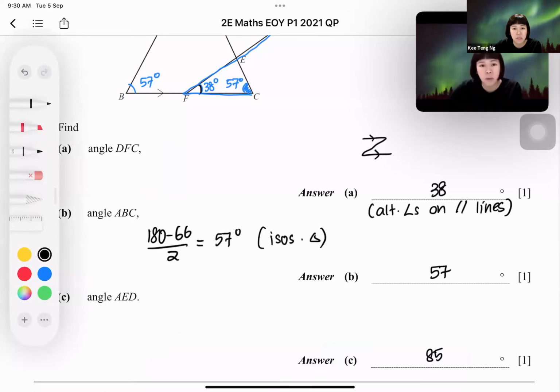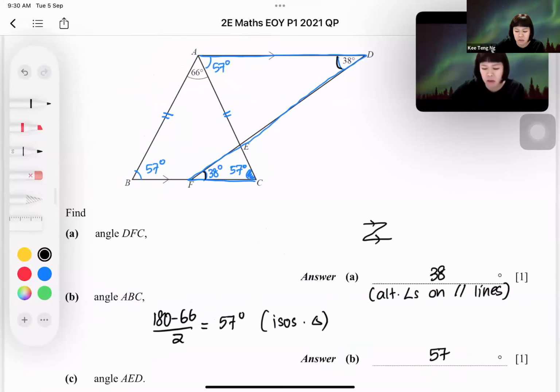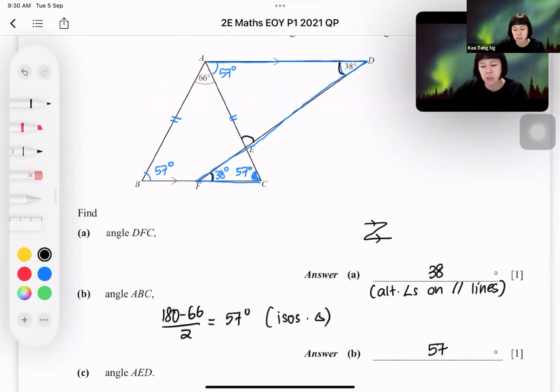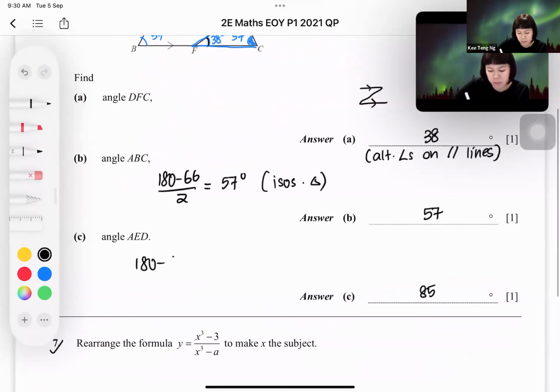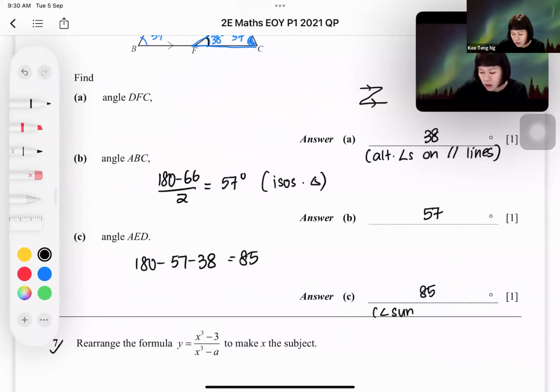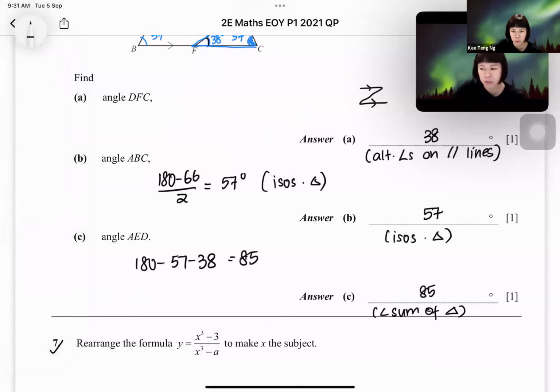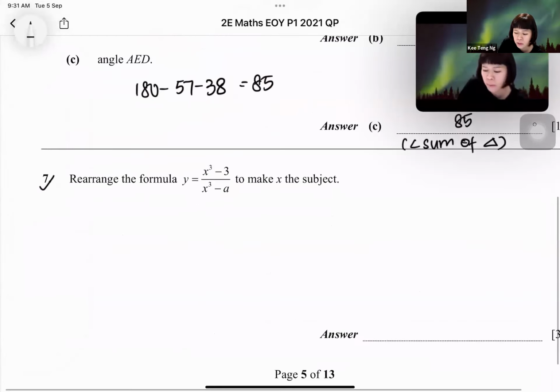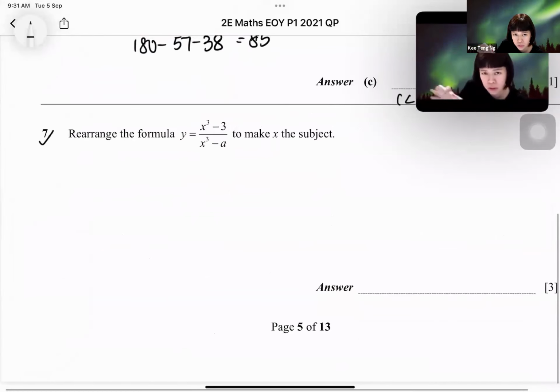Last but not least, find angle AED. Angle AED, this one so simple, 180 minus 57 minus 38. And write down the reason as a practice. Right, this is angle sum of triangle. Base angle of isosceles triangle. This question shouldn't be much of a problem, am I right? Okay, I shall move on. Just need to spend some effort in remembering your formula, the reasoning, okay?